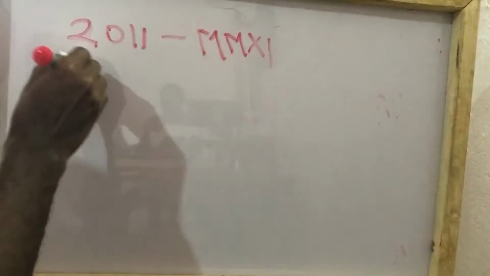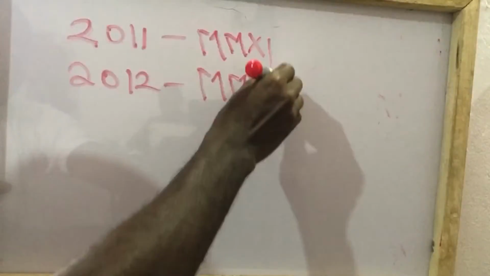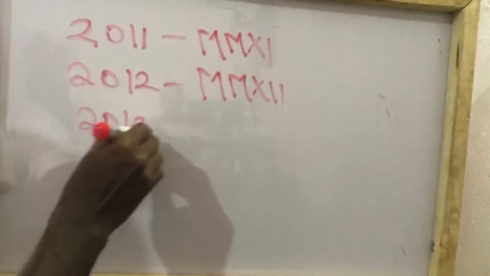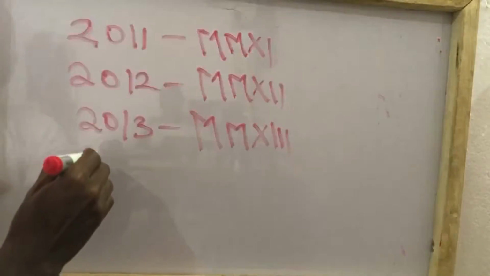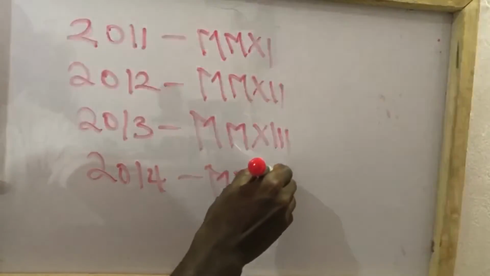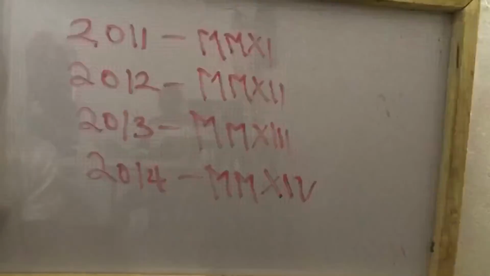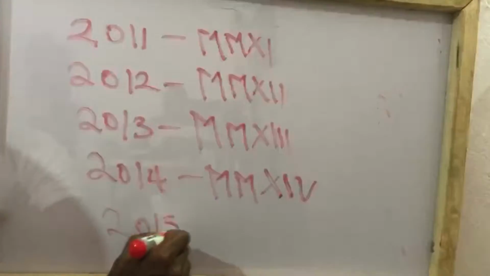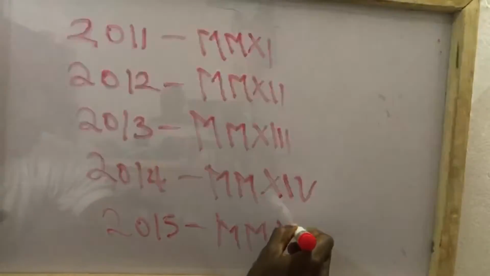So it remains 2011. 2011 is MMXI. 2012 is MMXII. 2013 is MMXIII. 2014 will be MM14 is XIV, so MMXIV. 2015 is MM15 is XV, so MMXV.